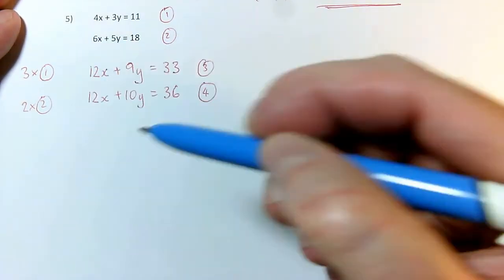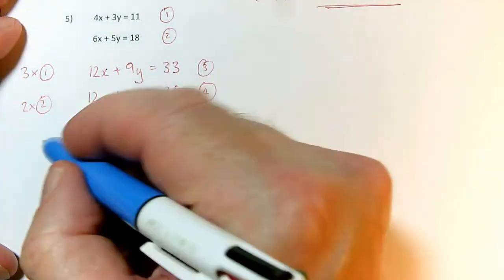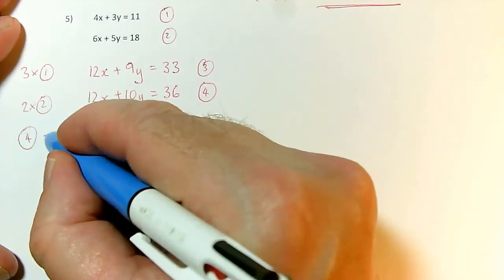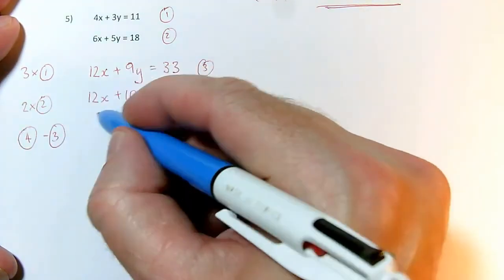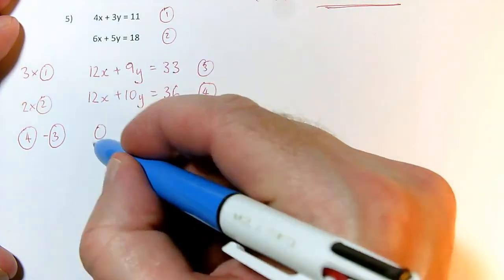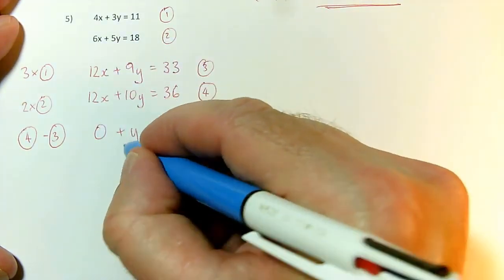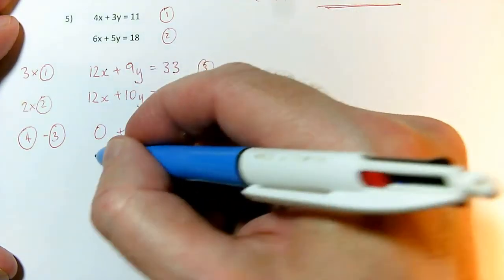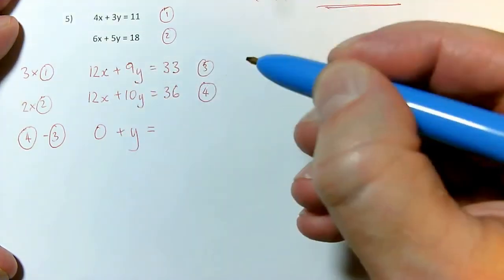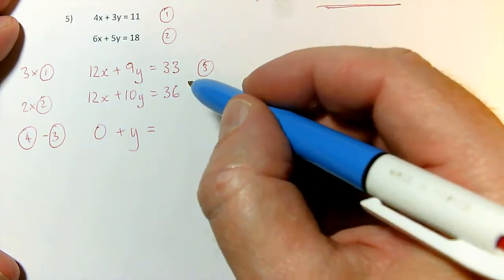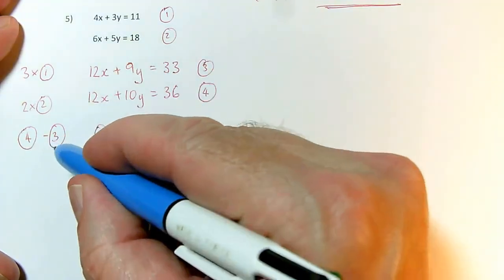And now I need to take away, because 12x is going to eliminate if I take away. I can do this either way round. It's slightly nicer to do equation 4 minus equation 3. So this 12x minus that 12x is nothing. This 10y minus that 9y is plus a y. If I'd subtracted the other way round, I'd have got minus y, which wouldn't have been a problem, but I think this will work out slightly nicer. So I'm doing equation 4 minus equation 3.